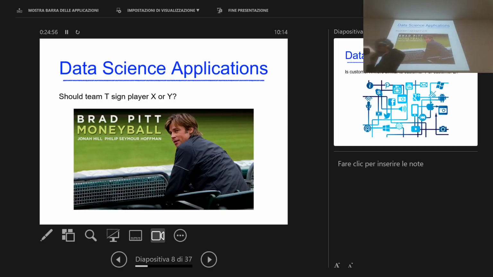At that time, usually the decision about whether to hire a player or not, or which player to hire, was based on expertise. There were talent scouts, there were coaches, expert people. Yeah, he looks good, let's sign this player, okay. These guys started applying data analysis, statistics, to the players' metrics, to sign underrated players, basically. And that was a revolution.